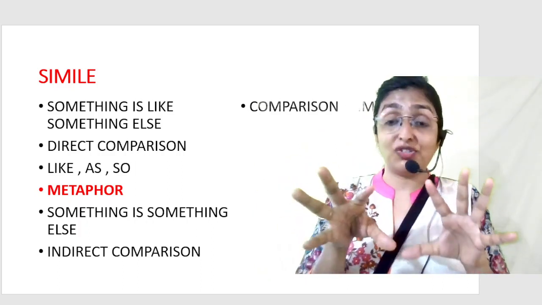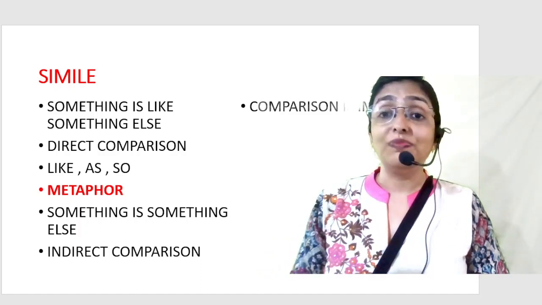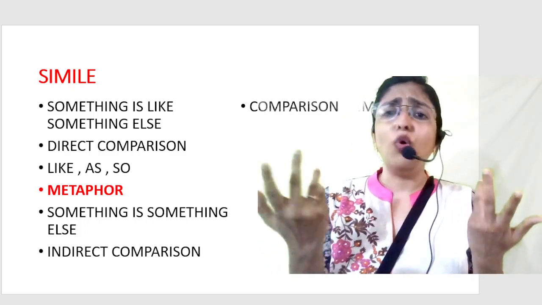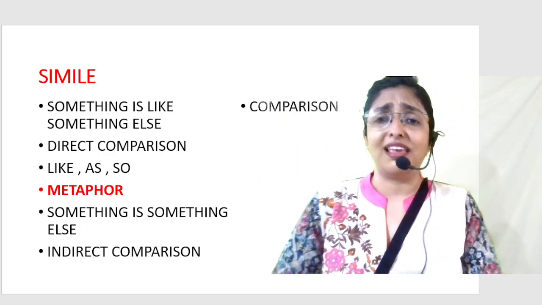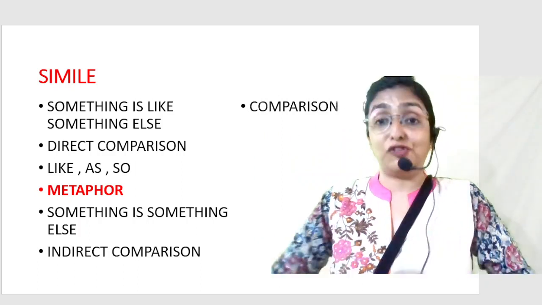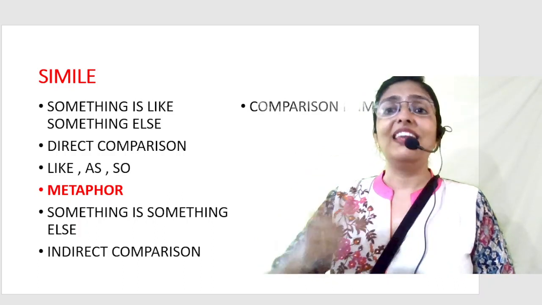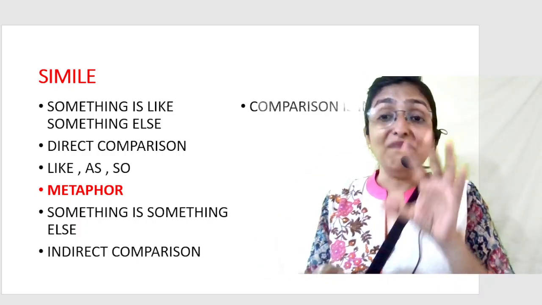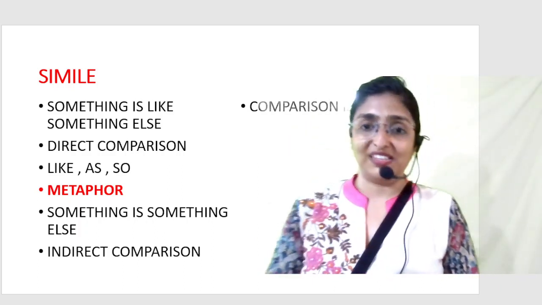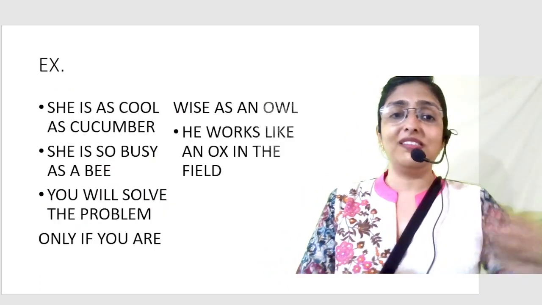Just imagine that you are laughing in front of me, and I told, stop your tinkling bells. Will you understand anything? No, you won't understand what the man said. So what does tinkling bells mean? I meant stop your laughter, stop your laughing. So tinkling bells are compared to your laughter. That is the implied comparison. That is why metaphor is indirect comparison. The comparison is implied. Now let's see a few examples.